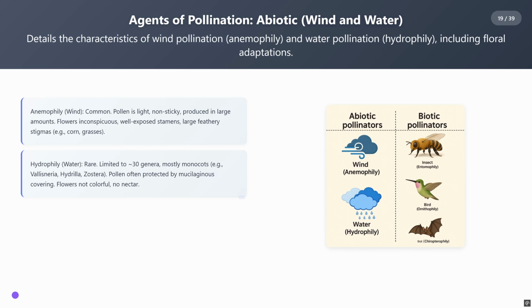You might think aquatic plants would commonly use water, but most of them, like water hyacinth or water lily, actually have their flowers emerge above the water surface. Oh, so how are they pollinated? They're typically pollinated by insects or wind, just like land plants. True water pollination occurs in plants like Vallisneria and Hydrilla, which grow in fresh water, and also in some marine seagrasses like Zostera. How does it work in those cases?